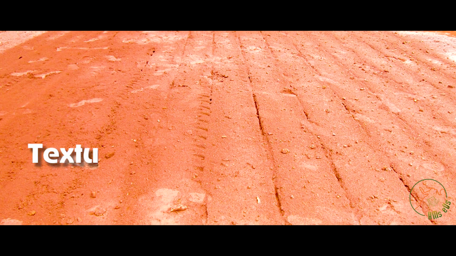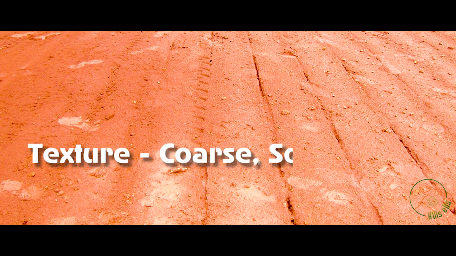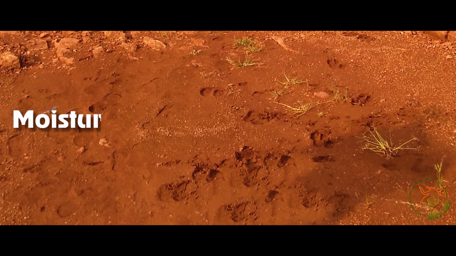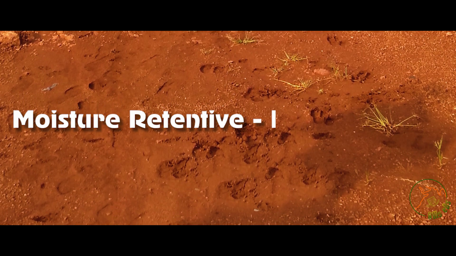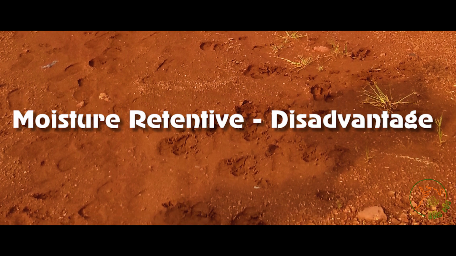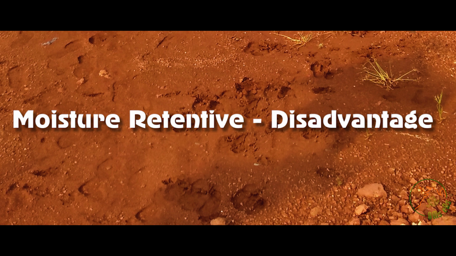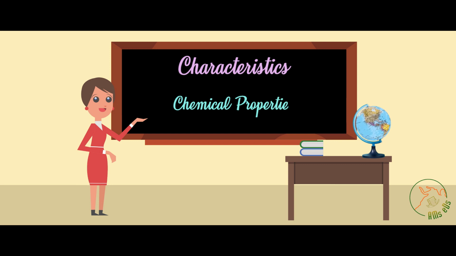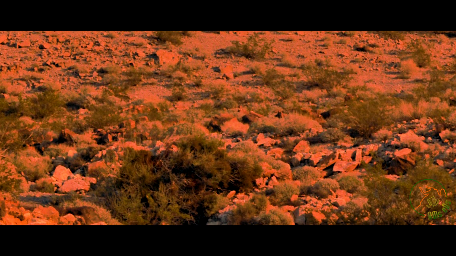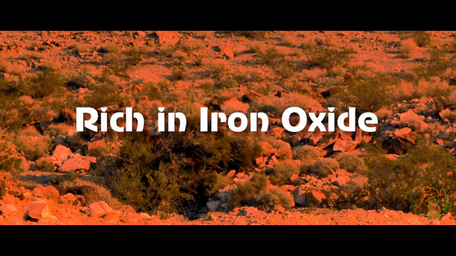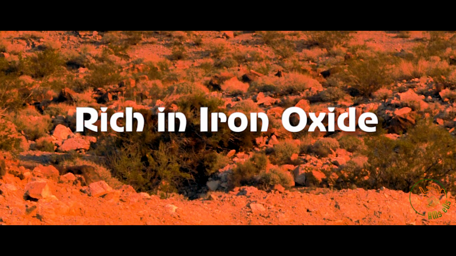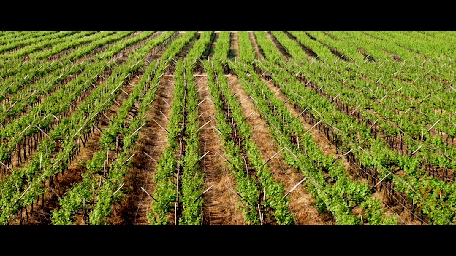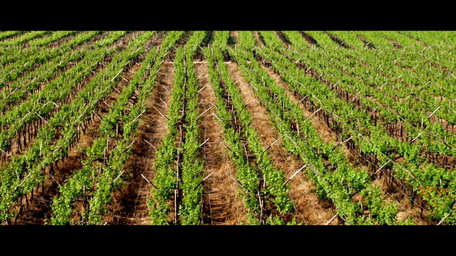In texture, laterite soil is coarse, soft, and friable. So, it is not moisture retentive, and this makes the soil infertile, which is a disadvantage. Moving on to the chemical characteristics, as mentioned earlier, laterite soil is rich in iron oxide. This happens due to the leaching of silica and lime. It is iron oxide that remains in large quantities.